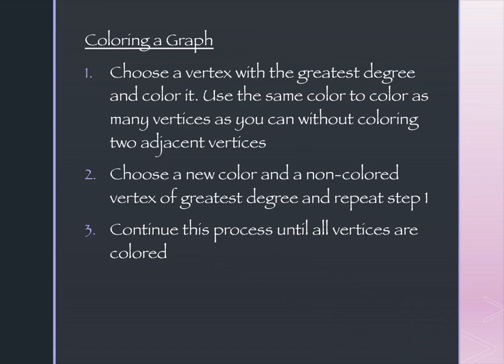And we use the same color to color as many vertices as we can without coloring two adjacent vertices. We pick a new color and a non-colored vertex of greatest degree, and we repeat. And then we continue this process until all vertices are colored.